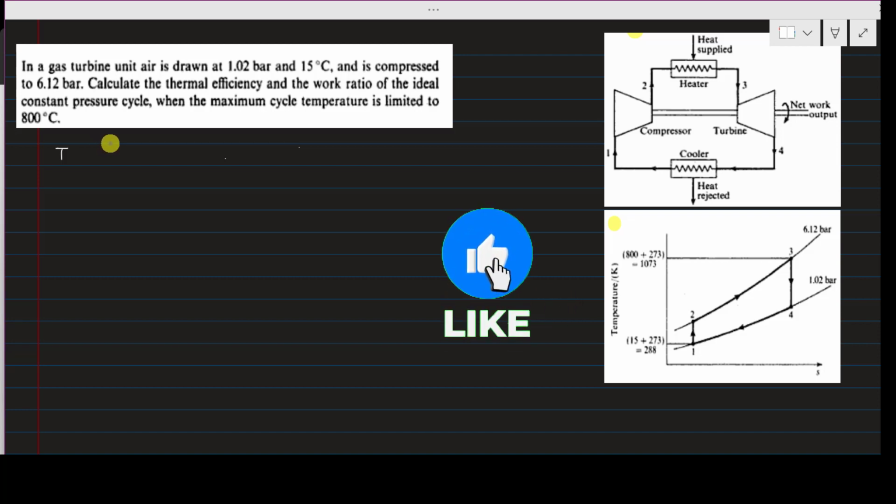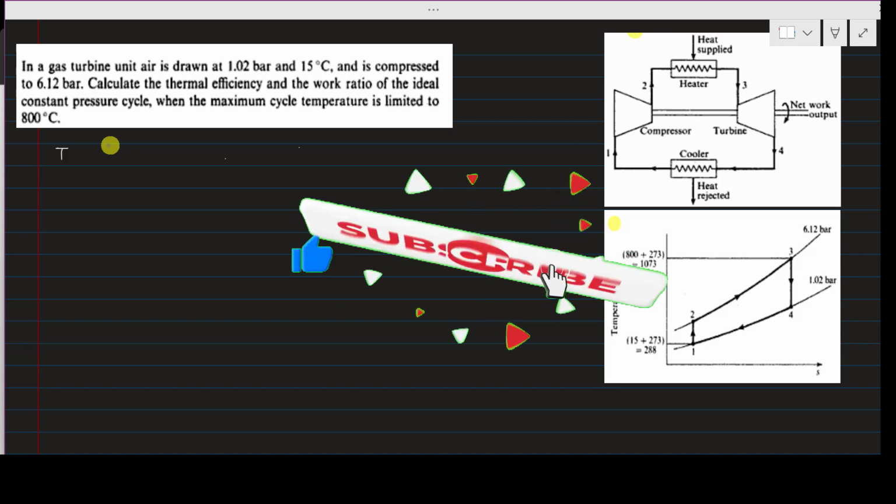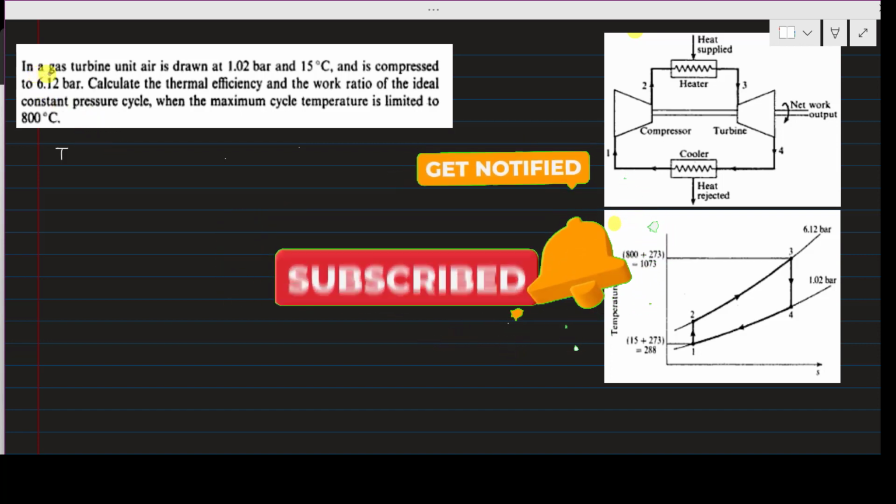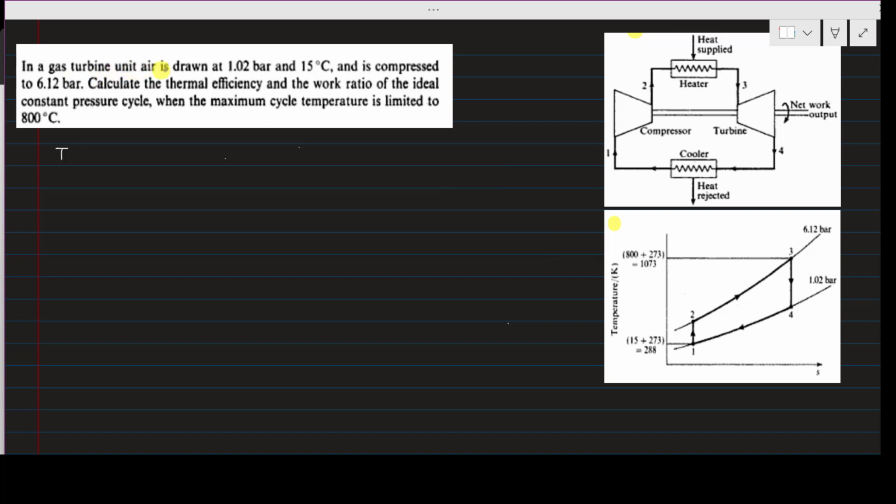In this video, we will solve example 5.3 from the book by Rogers and Mayhew... McConkey and Eastop. So what does the statement say? Let's begin. In a gas turbine unit, air is drawn at 1.02 bar and 15 centigrade.